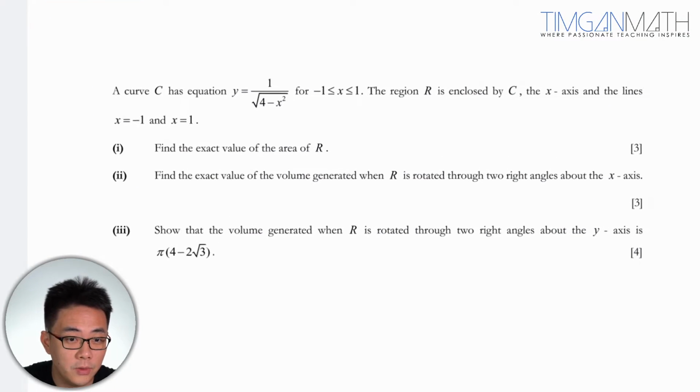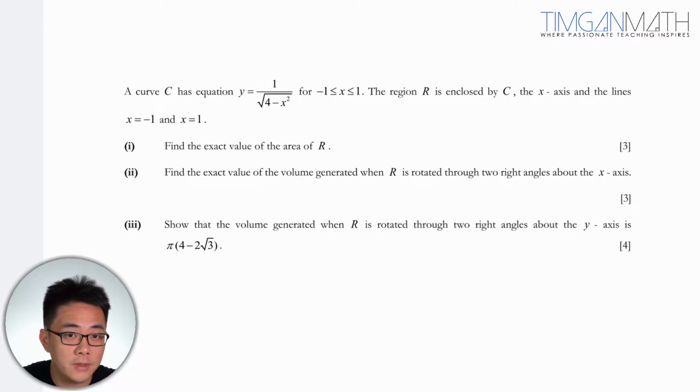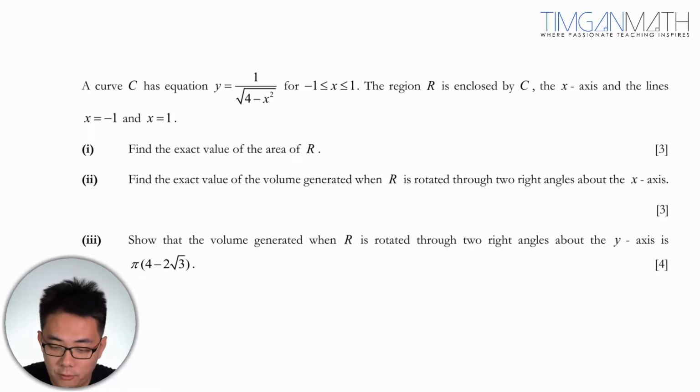So let's look at this question here, which is on application of integration. Let's see how I can do this proficiently. So you're given the curve C with this equation here, from -1, -1 to 1. The region R is enclosed by C, the x-axis and the line x equals -1 and x equals 1. Find the exact value of area R.